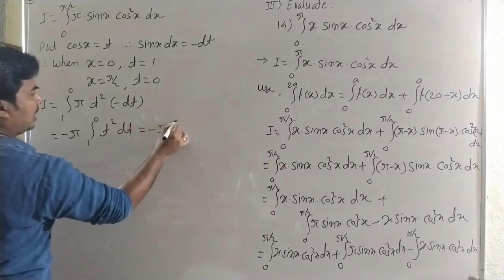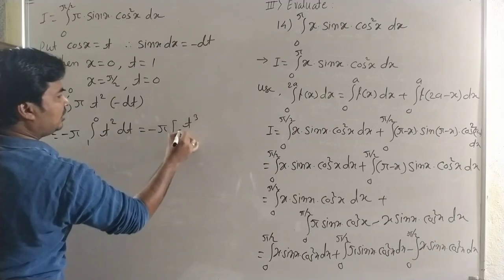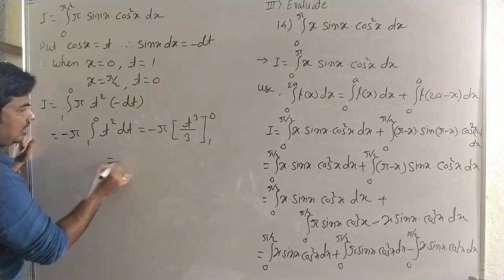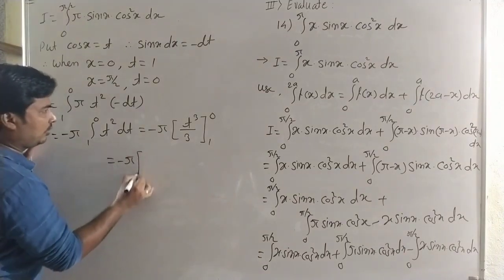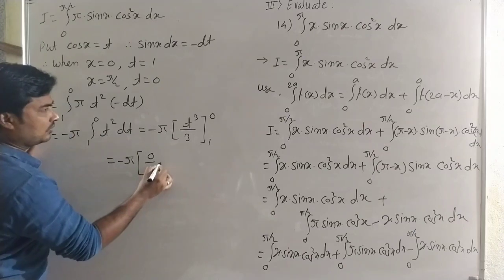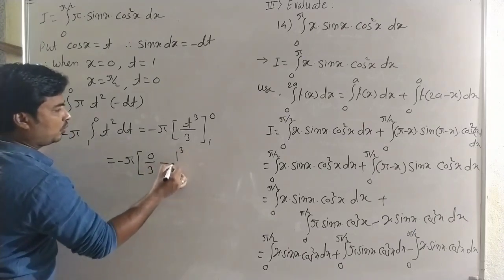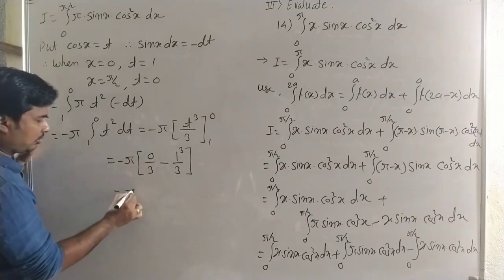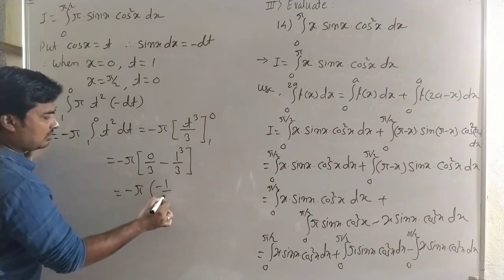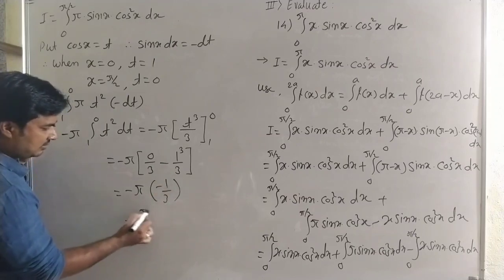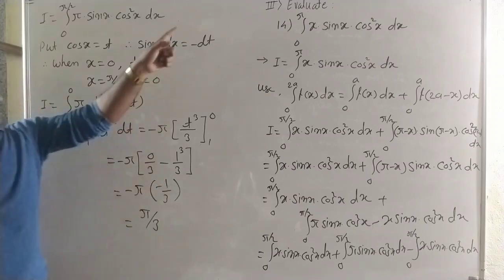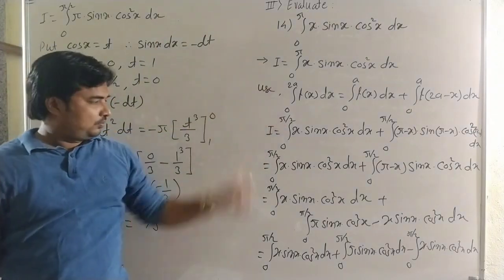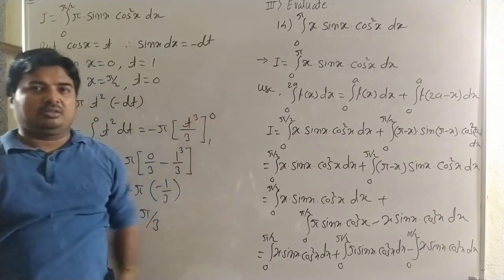Then minus pi, take outside the integral, from 1 to 0 of t square dt, then minus pi times t cube upon 3 with limits 1 to 0. Then upper limit minus lower limit, that means minus pi into 0 cube by 3 minus 1 cube by 3, then 0 minus 1 by 3, therefore minus pi into minus 1 by 3, and the final answer is pi by 3. It is the answer of this question. See carefully, here we use the property 0 to 2a, and then it is a calculation.